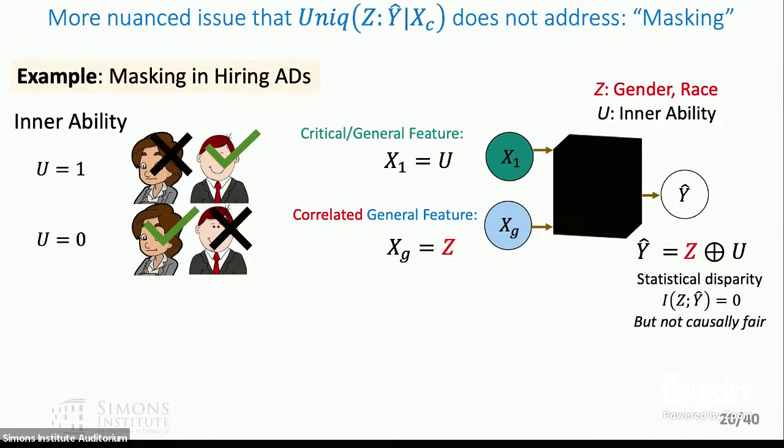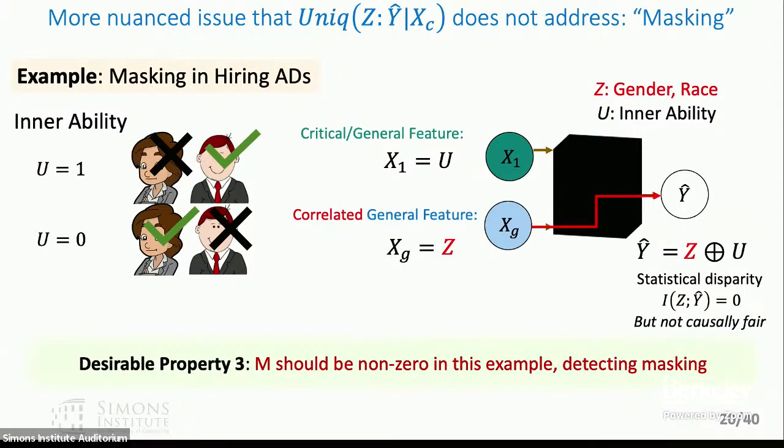So this is a scenario where the statistical disparity is 0, but this model is not exactly causally fair because this gender Z still has a causal influence on the final output, even though from an observational standpoint, we do not see any disparity, and we would find that Z and Y hat are statistically independent, even though there's a causal dependence from Z to Y hat. So to capture these kinds of more nuanced examples, we include another desirable property that the non-exempt disparity should be non-zero for this kind of example to be able to detect this perfect masking.